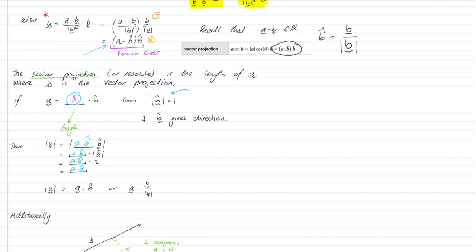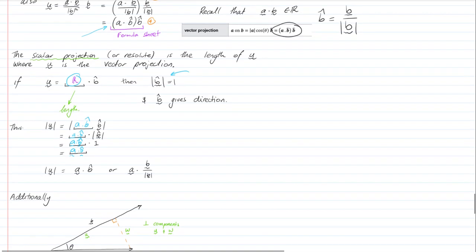Of course I should go and add all the little vector squiggly lines underneath it all, but you get the point. So the magnitude of U is a dot b hat, or we could write it as a dot b over the magnitude of b. So there's all the information that we need.